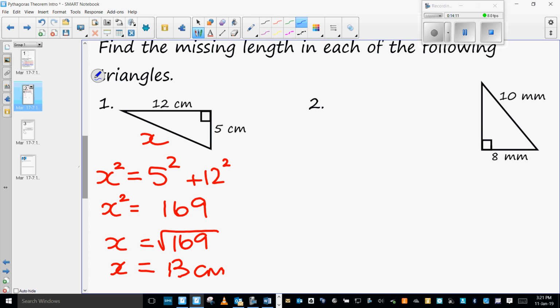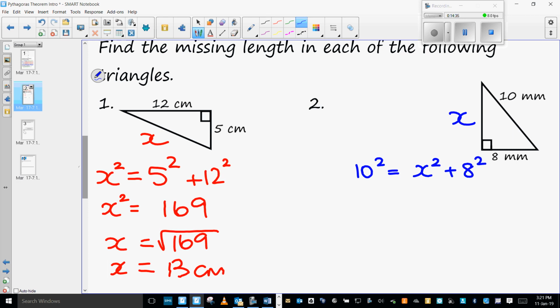Why? Oh, I'm going to call it x. Alright, so you can call it what you like. So I'm calling mine x. So if I were to write my normal rule, I would say 10 squared is equal to x squared plus 8 squared. Do you all agree with that?